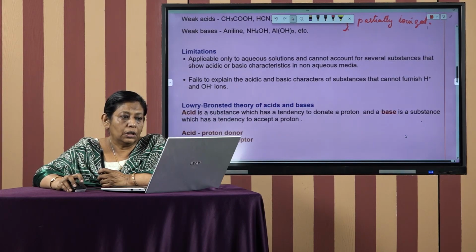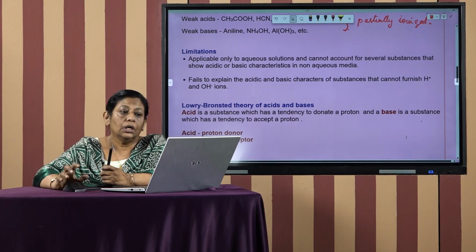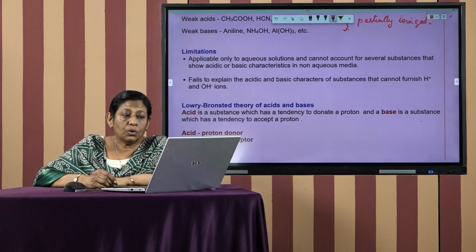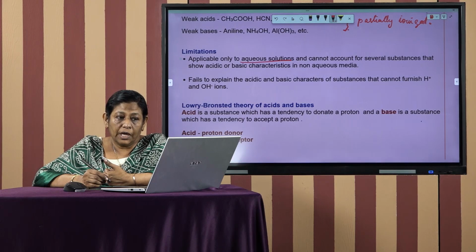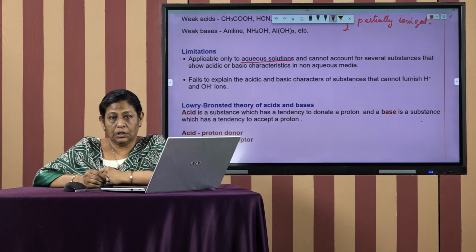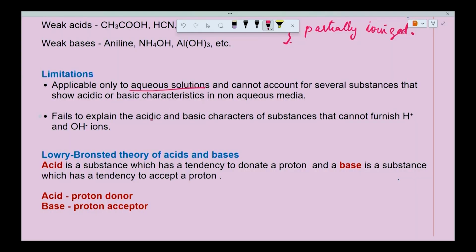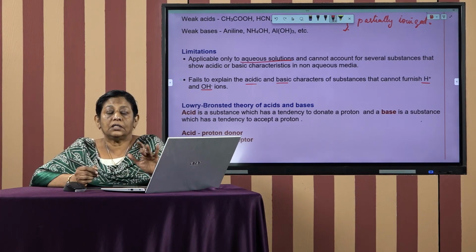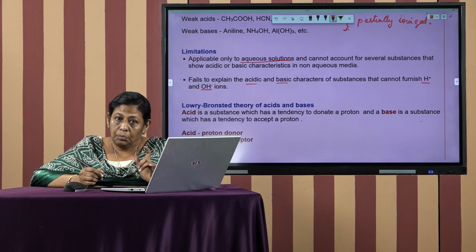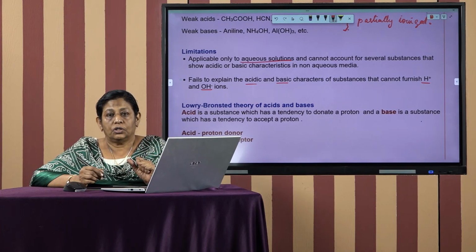Now, let us see what the limitations of Arrhenius theory are. It is applicable only for aqueous solutions. You can apply this only in aqueous solution; it cannot be used for many acid-base reactions which occur in a non-aqueous medium. And again, it fails to explain the acidic and basic characters of substances which cannot furnish H plus ions and OH minus ions. We have many substances which do not furnish H plus or OH minus ions, and still they can be either an acid or a base. So, these are the limitations of Arrhenius theory.